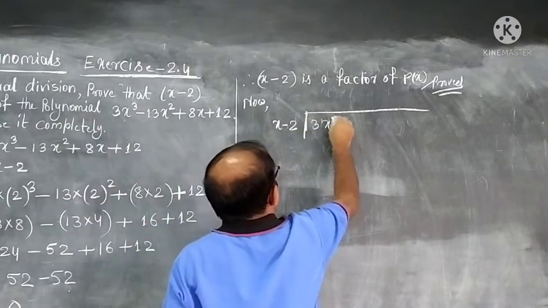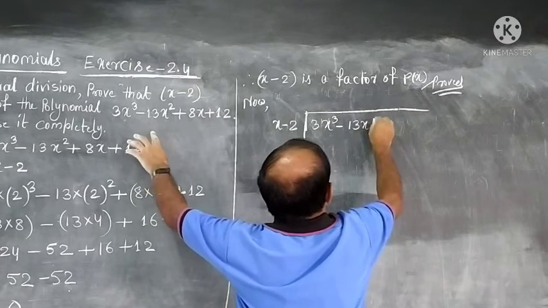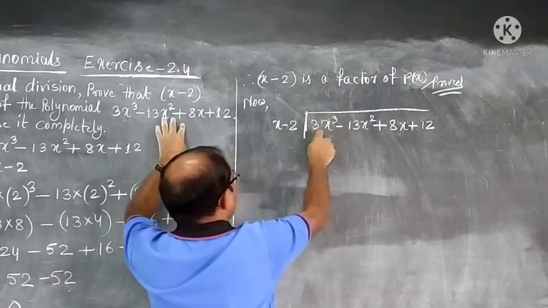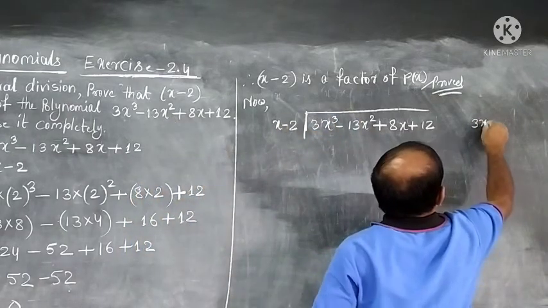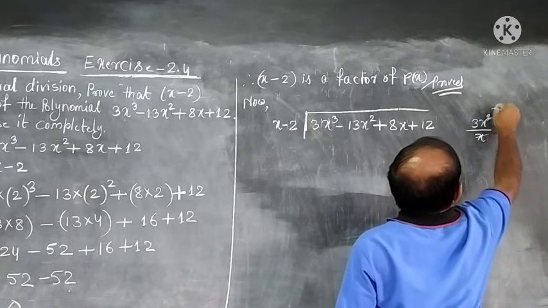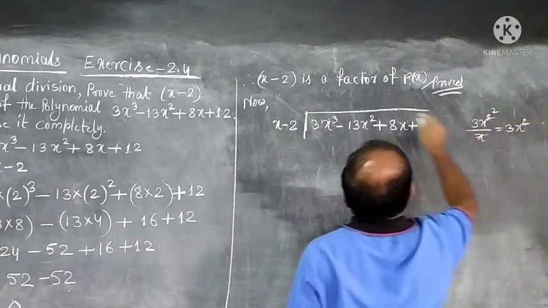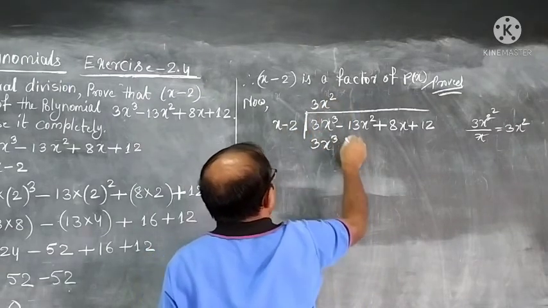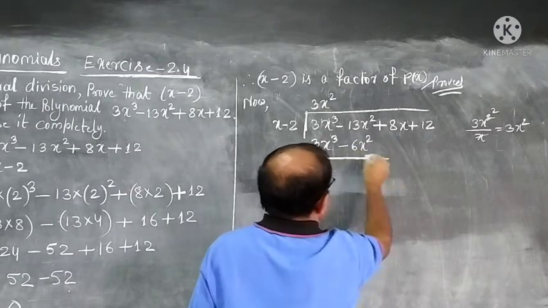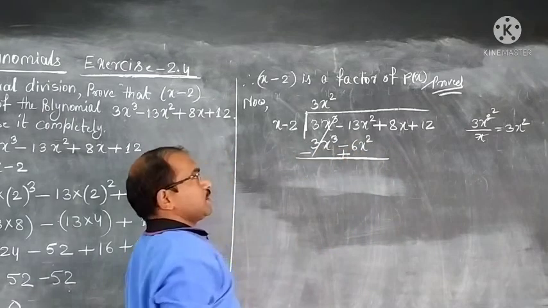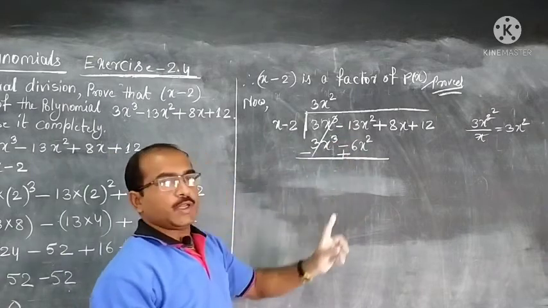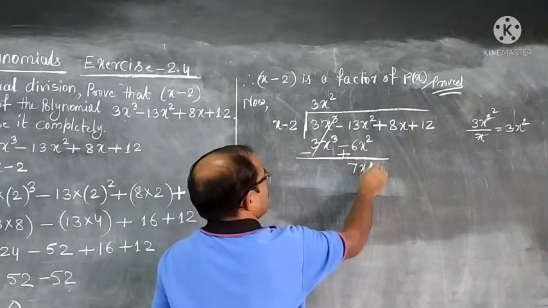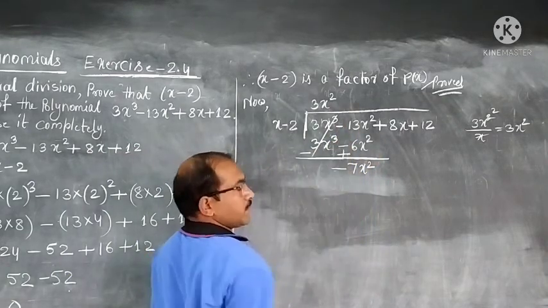3x cube minus 13x square plus 8x plus 12. Let us divide 3x cube by x. We get 3x square. 3x square into x is 3x cube; minus 3 twos are 6x square, signs changing here, plus. 3x cube minus 3x cube became 0, and minus 13 plus 6, negative 1 positive. So subtracting, it will be 7x square, and the sign of the bigger number, minus 7.